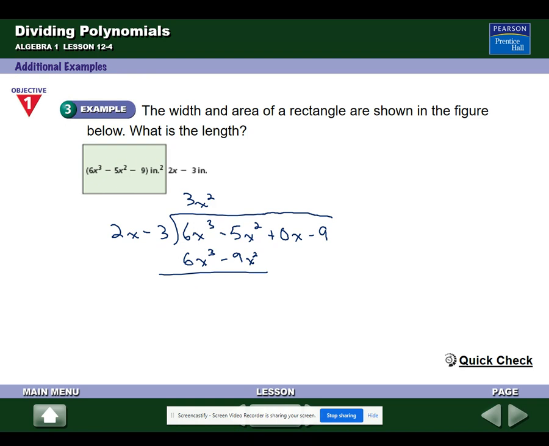When you subtract down, if you've picked the right term to put here, you will get 0 when you subtract down. That's a guarantee. So assume this is 0. Negative 5x squared minus negative 9x squared is 4x squared. Be careful with the minus and negative.